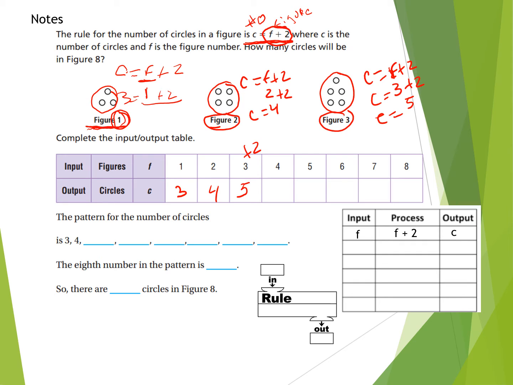Continue that pattern. 4 plus 2 is 6. 5 plus 2 is 7. 6 plus 2 is 8. 7 plus 2 is 9. And 8 plus 2 is 10. Okay, so the pattern is 5, 6, 7, 8, 9, 10. The eighth number in the pattern was 10. So there will be 10 circles in figure 8.